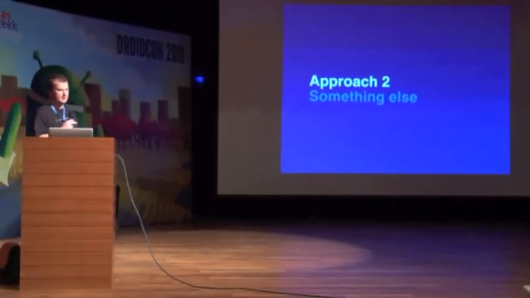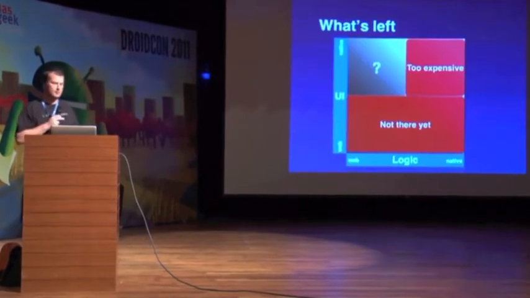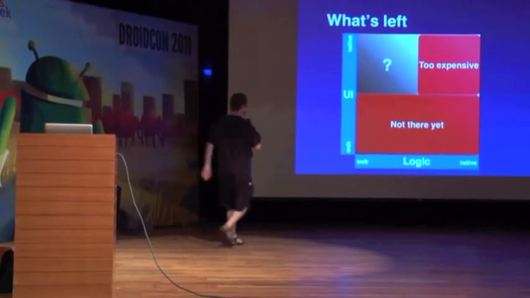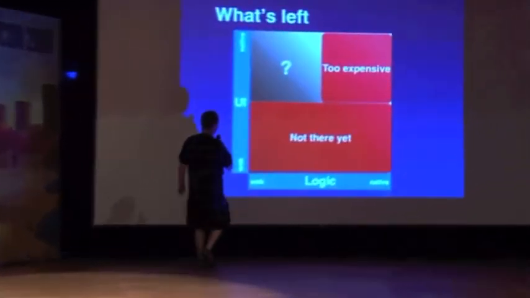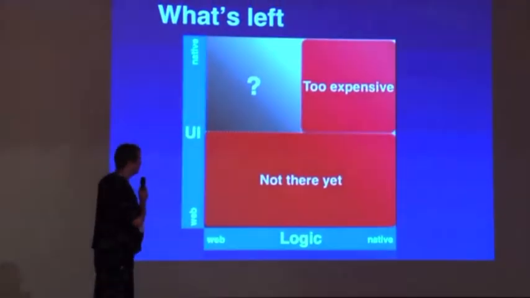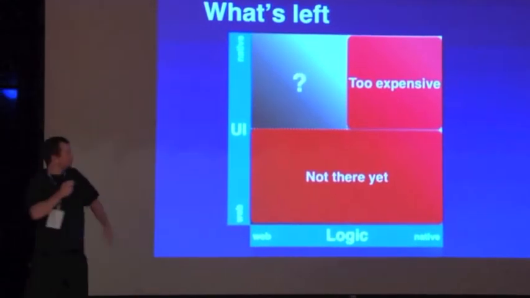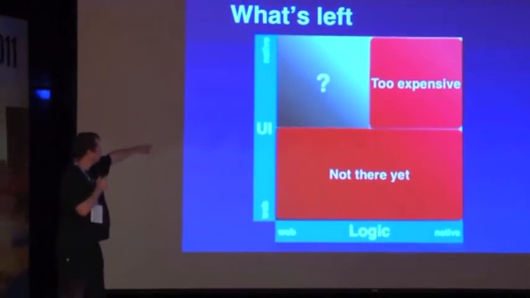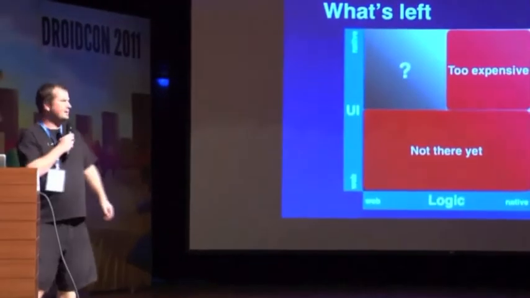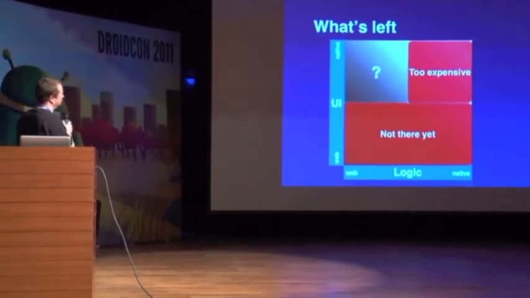So there must be something else, right? Remember that square from earlier on? Let's just say the HTML UI just isn't there yet. Maybe in a couple of years' time, maybe next year. Or it is next year, right? And native's too expensive. So this other quadrant here, what's going on there? Let's have a look. That's a native UI and a web logic. Okay, let's see.